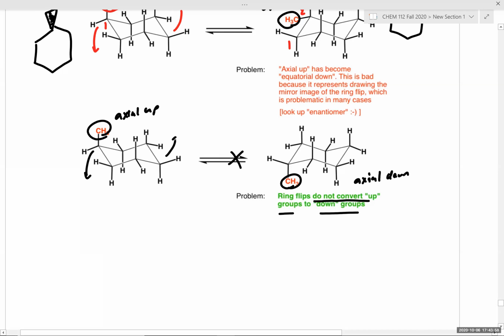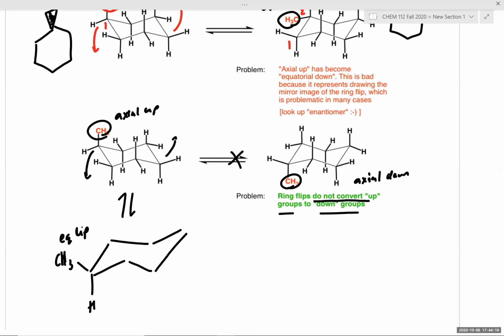Instead, the correct ring flipped cyclohexane conformation will look something like this, where our methyl group is in the equatorial up position. Does that make sense to everyone?